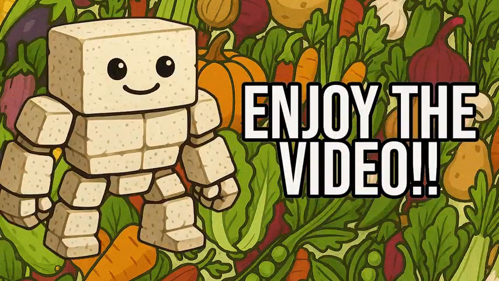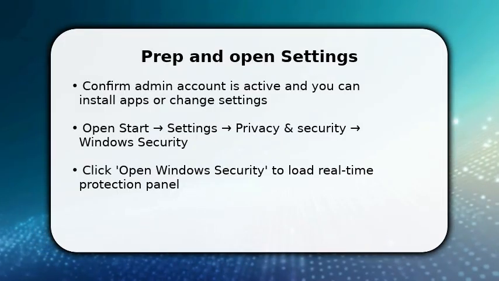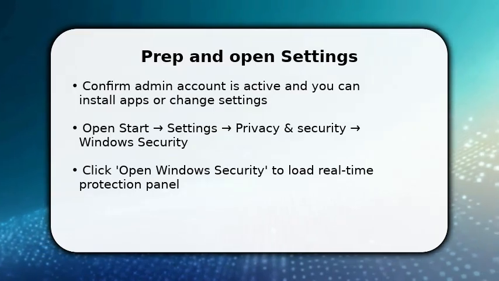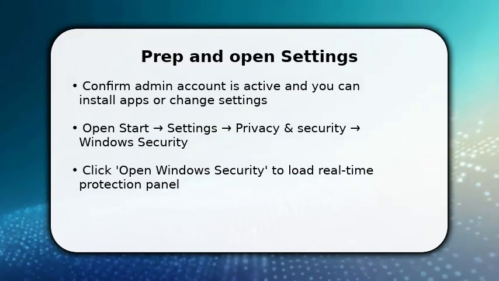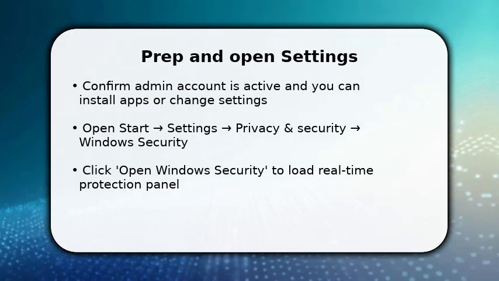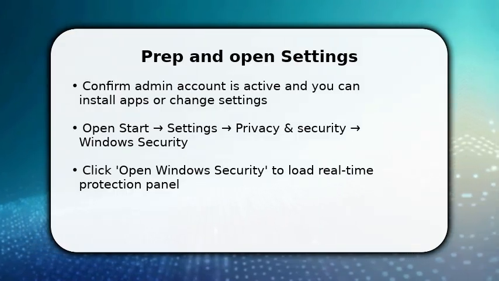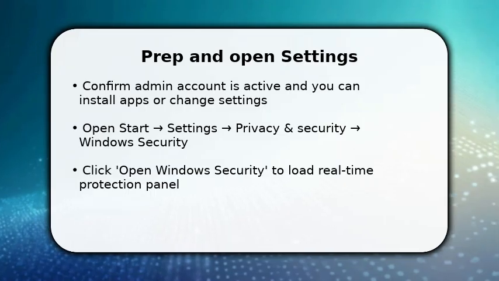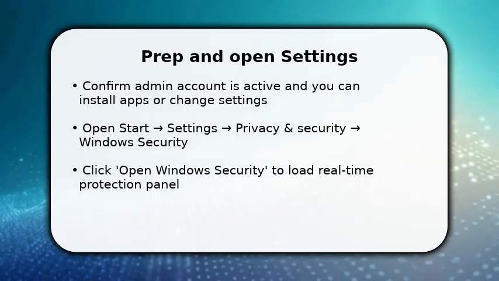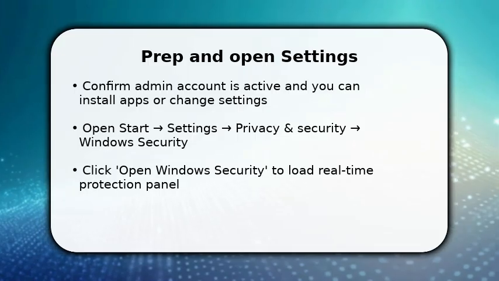You start by using an administrator account so changes stick. First, open Start and go to Settings, then Privacy and Security, and open Windows Security. Once Windows Security launches, navigate to Virus and Threat Protection to reach real-time protection controls.